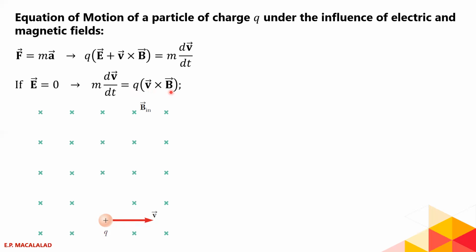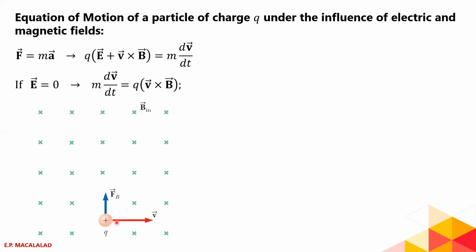Now, by right-hand rule, the direction of the magnetic force exerted on this charge will be directed both perpendicular to the velocity vector and to the magnetic field vector. And by right-hand rule, it will be directed in this direction. So this magnetic force is exerted perpendicular to the direction of the velocity of your particle.